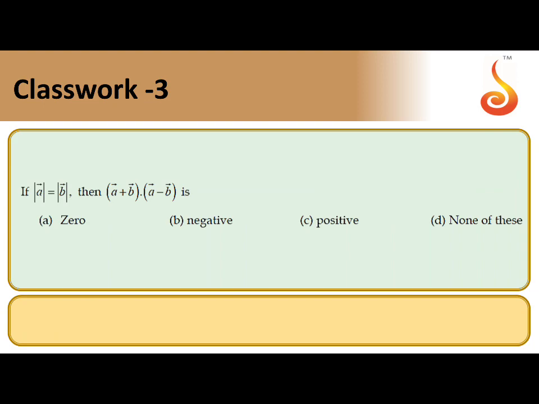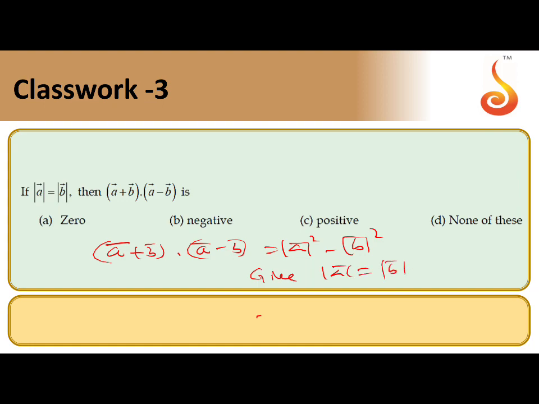Next, if modulus A equals modulus B, then find the value of A plus B dot A minus B. We have a formula for A bar plus B bar dot A bar minus B bar. That is modulus A square minus modulus B square. But it is given modulus A equal to modulus B. Substitute modulus A equal to B. So modulus B square minus modulus B square gives 0. So option A is the right answer.